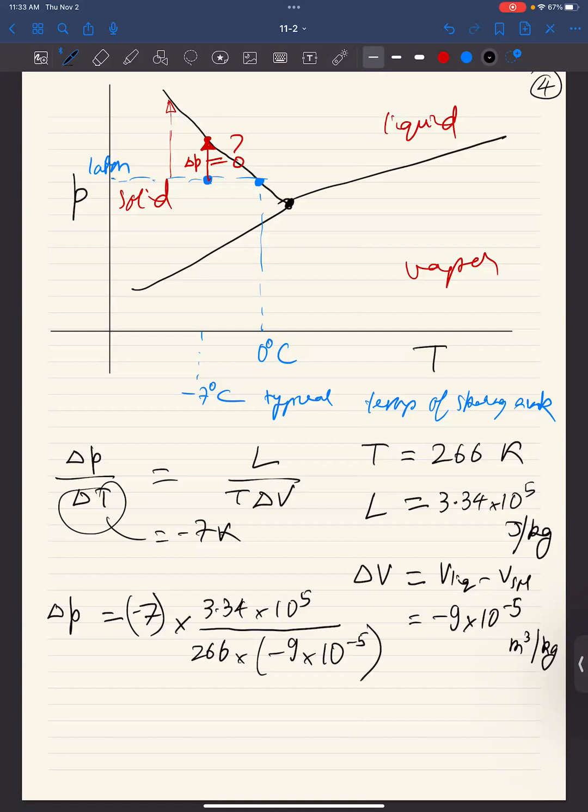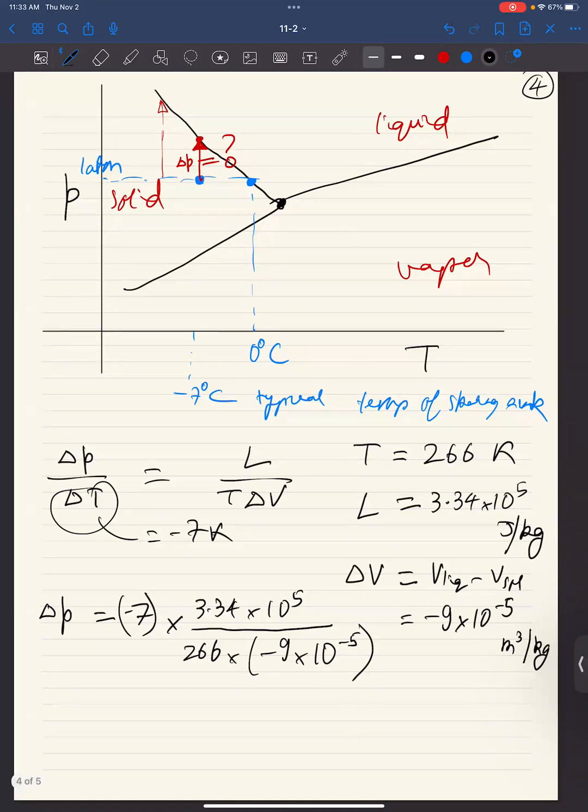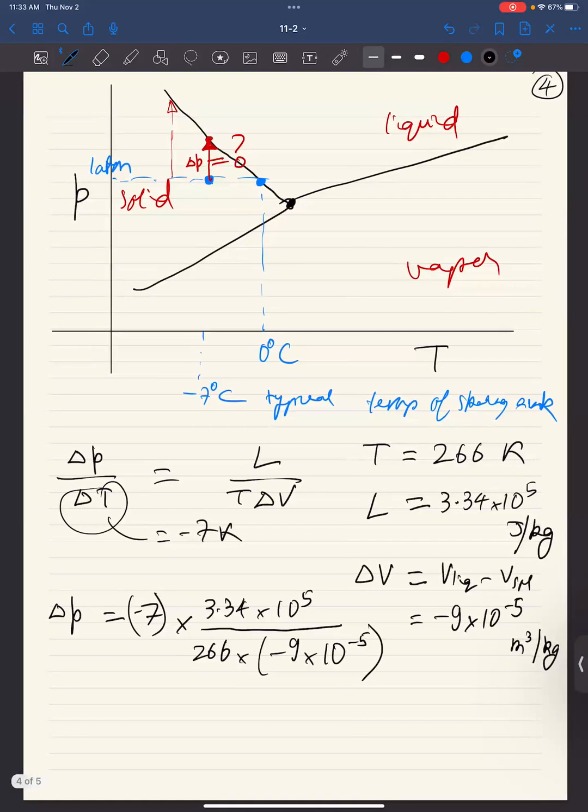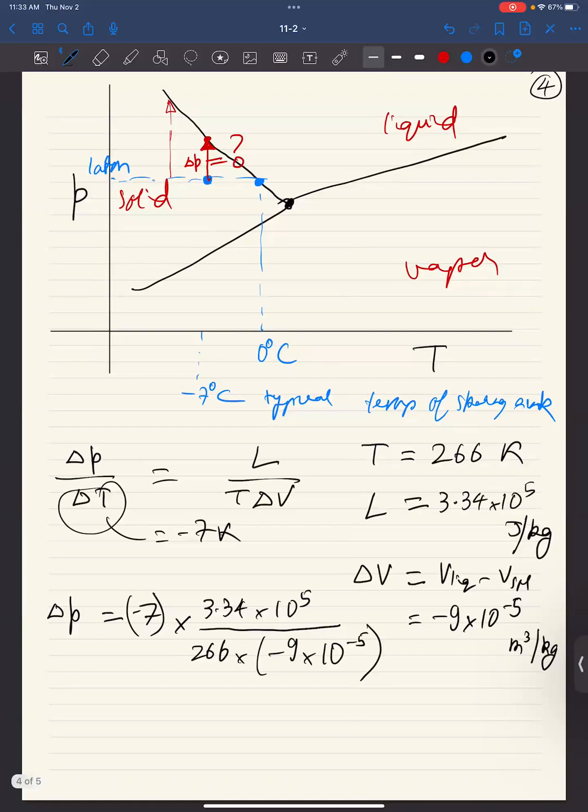So there's a bunch of numbers here, but you can see what's going to dominate, right? In the numerator, you have 10 to the power 5. In the denominator, you have 10 to the power -5. That's going to give you 10 to the power 10, right? But then you divide it by another big number, 266 and 9. So the whole thing comes out to be something like 1000 megapascal.